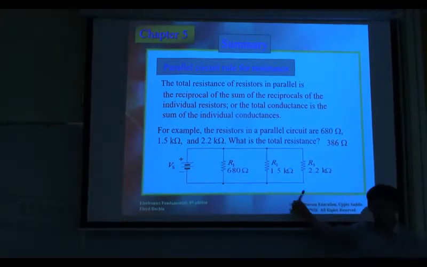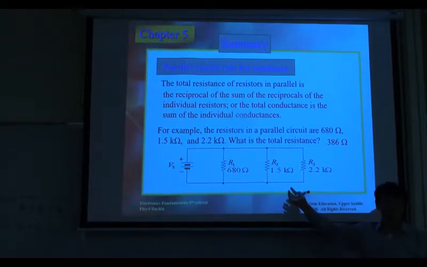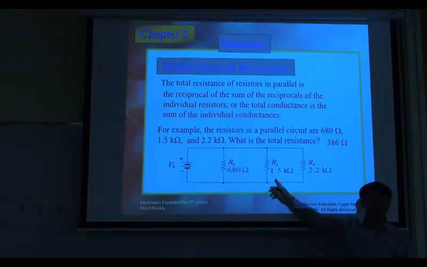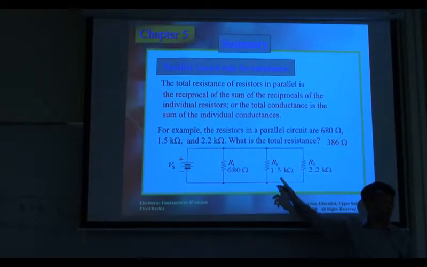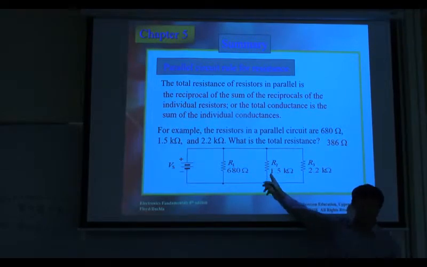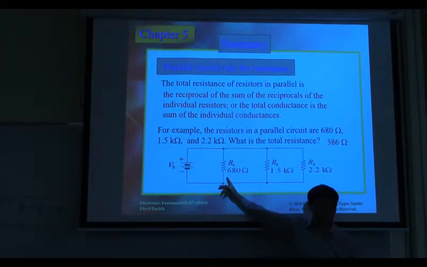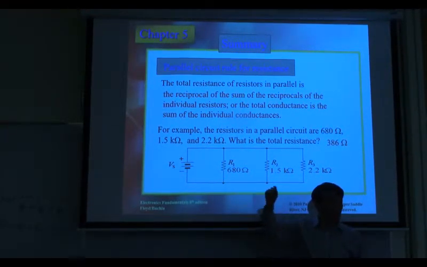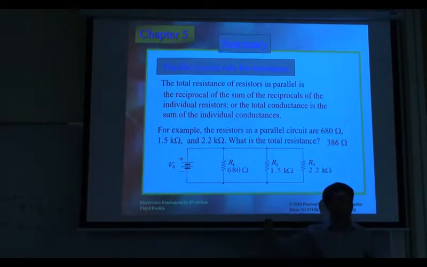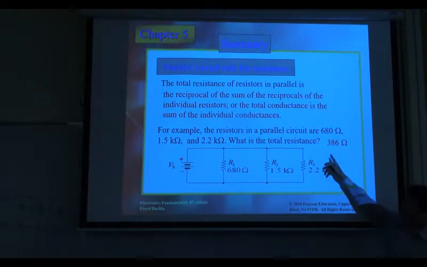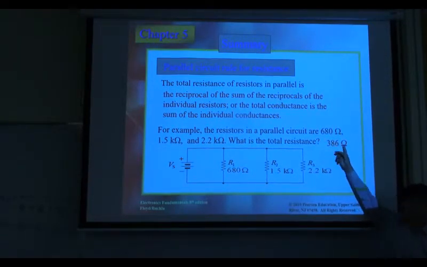Here, we know the formula, it is not very difficult to memorize. You need to memorize it, right? And keep in mind, we need to take care of the unit. Again, this one is 1 over 680, this one is 1 over 1500. Don't use 1 over 1.5. If you really want to use 1 over 1.5, you need to use 1 over 2.2, and for this one, you need to use 1 over 0.68. Then the result will be in kilo ohm: 0.386 kilo ohm, right?